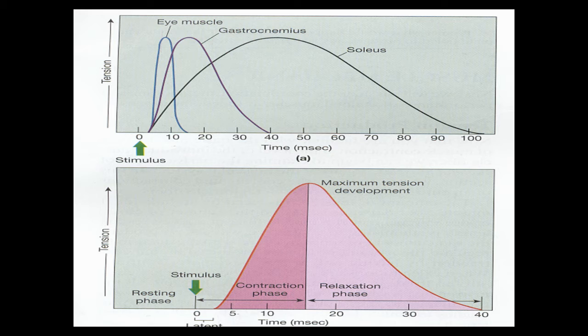The eye muscle is very small again, about 7.5. The soleus is about 100 milliseconds, and that's that small muscle in your calf. Now, the latent period, this is the time needed for the conduction of an action potential and the release of the calcium ions from that sarcoplasmic reticulum.